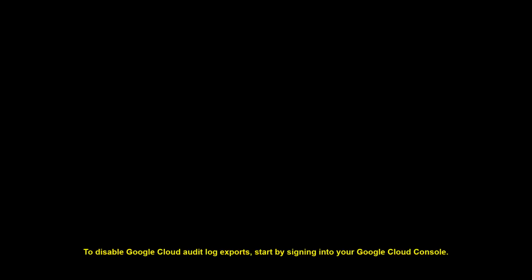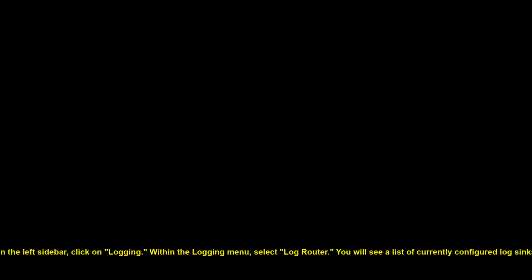To disable Google Cloud Audit Log Exports, start by signing into your Google Cloud console. Navigate to the project related to the audit logs you want to modify. On the left sidebar, click on Logging. Within the Logging menu, select Log Router.